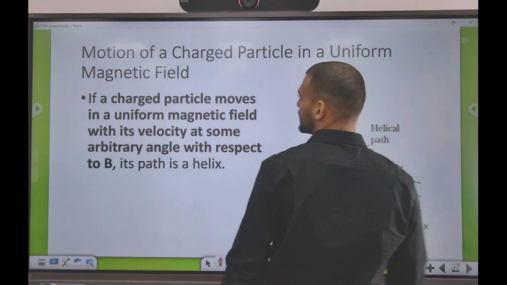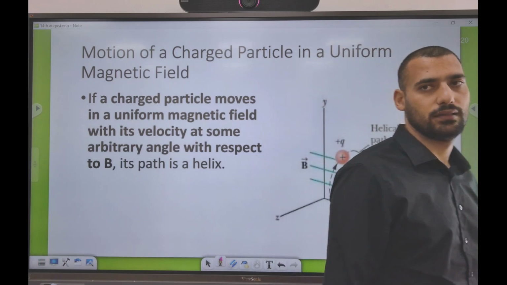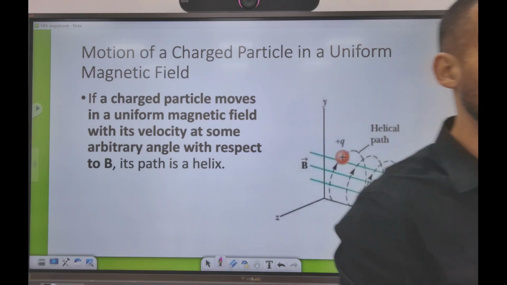Tomorrow, I will be discussing when it is fired at an angle. And that angle will give you the helical path.